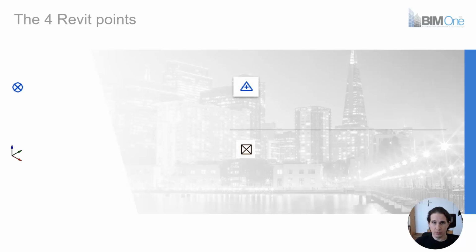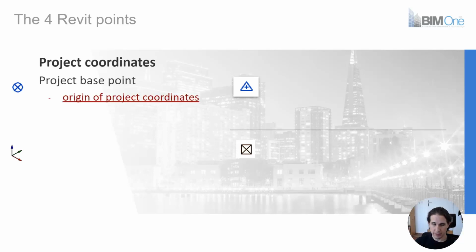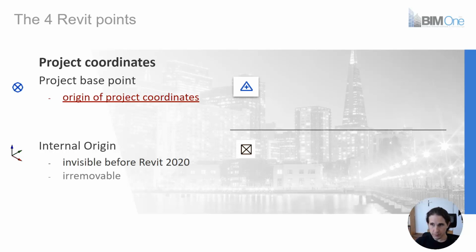The first one would be the project base point. It's part of the project coordinates. It's the origin of the project coordinates. It sets a reference to measure distances and to place elements in the context of the model. You also have the internal origin. That's something that was invisible before Revit 2020. It's something that you cannot move, and it's hard-coded. What you need to understand is that it's the internal origin of the software of Revit.